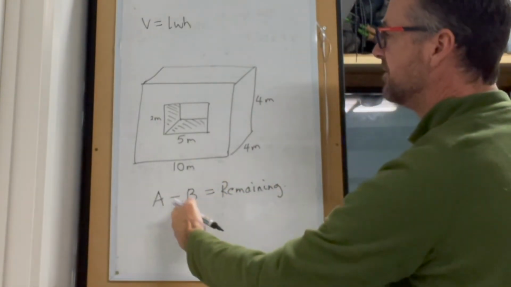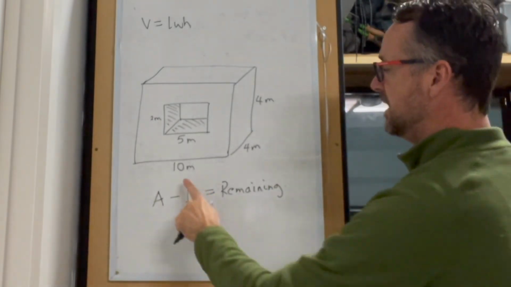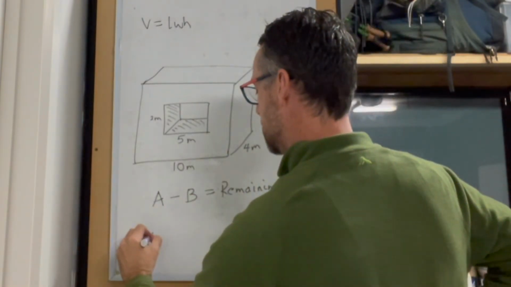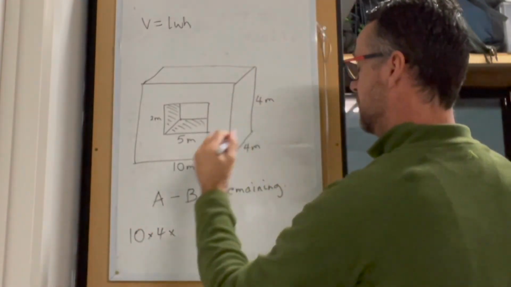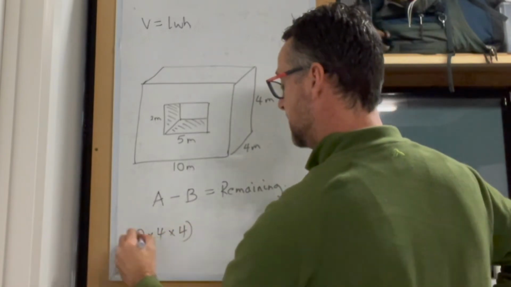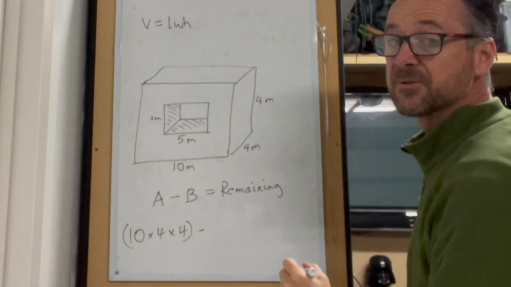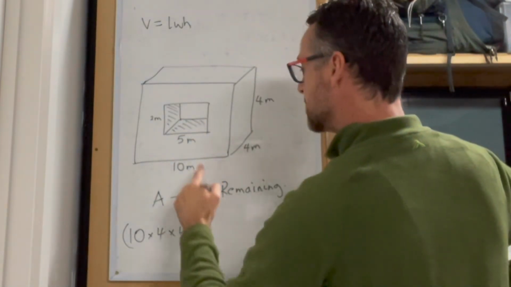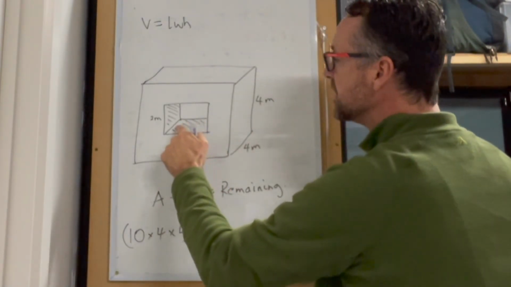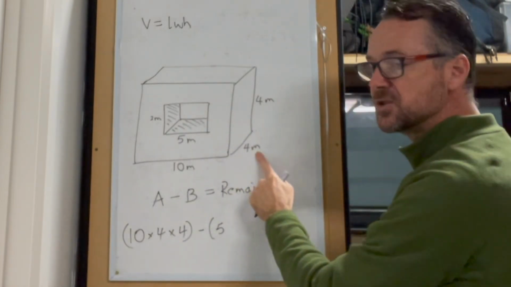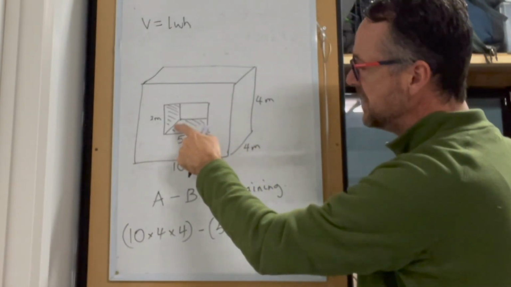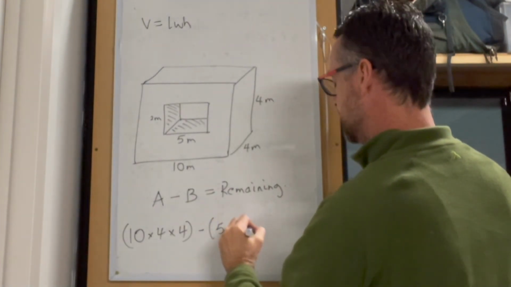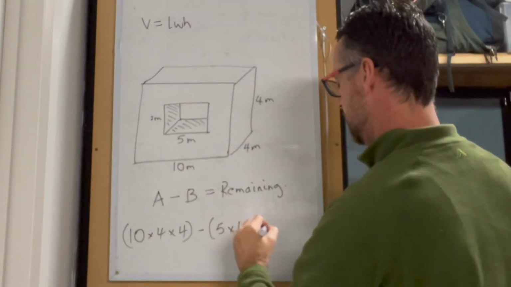So let's do A first. A is going to be the length, 10, by the width, 4, by the height, which is 4. Okay, so that's our first thing. And then we're going to take away from that this inner part here. The length here is 5. The width stays the same for both shapes, so we can use the measurement from out here to do the measurement in here. It's going to be times by 4, and then multiplied by the height, which is 2.